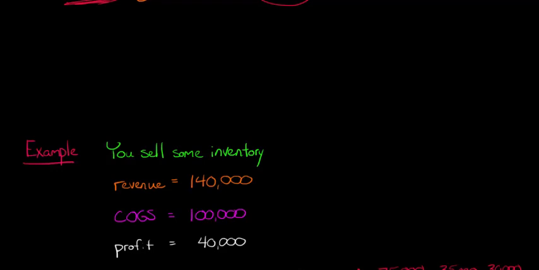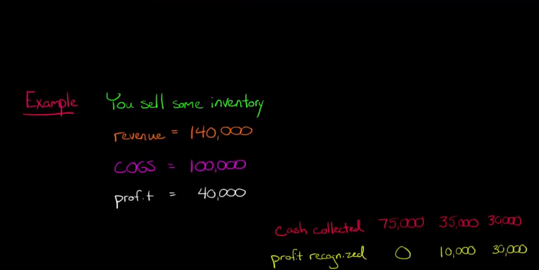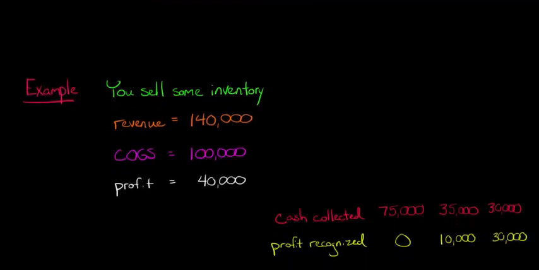However, because there's uncertainty about whether you'll be able to collect this and you're not able to estimate what the collection rate will be and so forth, you're going to use this cost recovery method. We're going to say, look, I'm only going to recognize this $40,000 once I've collected at least $100,000 in cash. The reason is you want to first cover your cost before you recognize any of this profit.